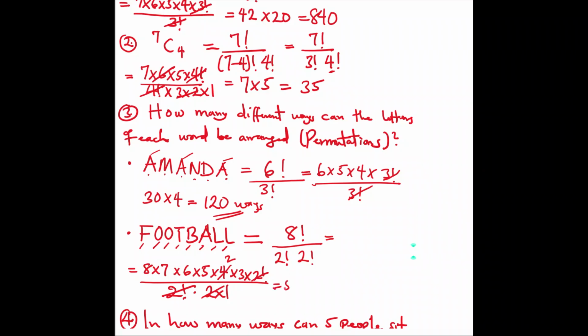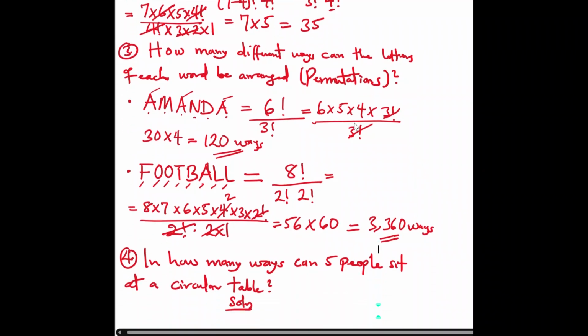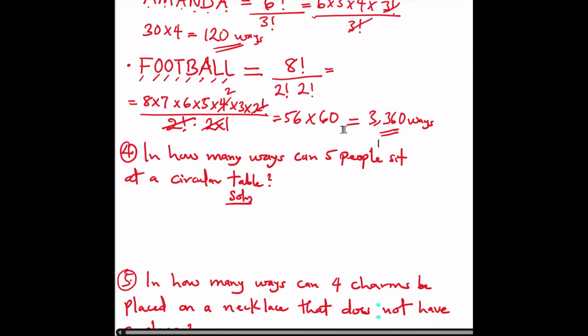Okay, so we have 8 times 7, 56. So 6 times 5 is 30. 30 times 2 is 60. So we have 56 times 60. So I'm going to punch that in the calculator. So 56 times 60 is 3,360 ways. Okay, so the letters in the word football can be arranged in 3,360 ways.